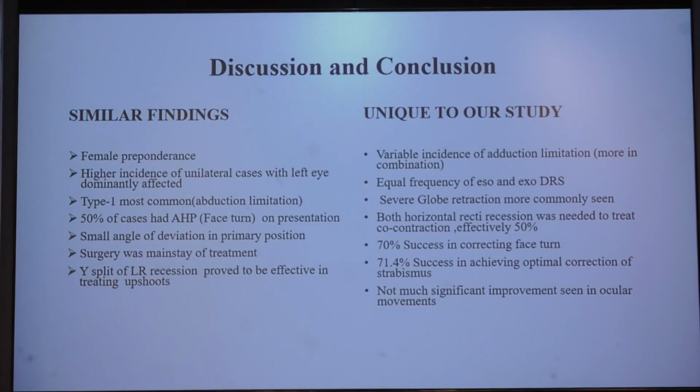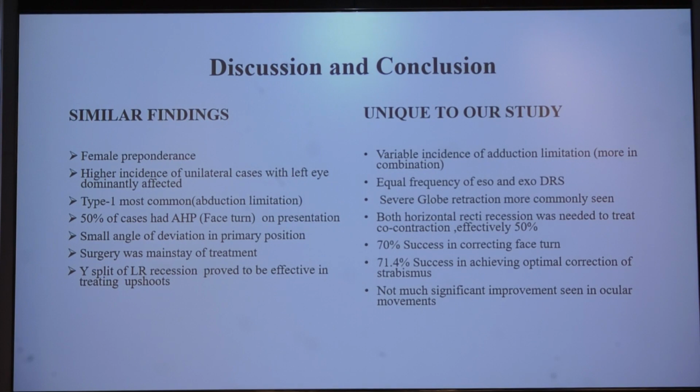So we compared our study to the findings of various studies published in the literature, and we found similar findings: there was a female preponderance, a higher incidence of unilateral cases with the left eye predominantly affected. Type 1 was the most common. 50% of the cases had abnormal head posture on presentation. Small angle of deviation was seen in the primary position, and surgery was the mainstay of treatment, with Y-split lateral rectus recession proving to be very effective in treating the upshoots and globe retraction.